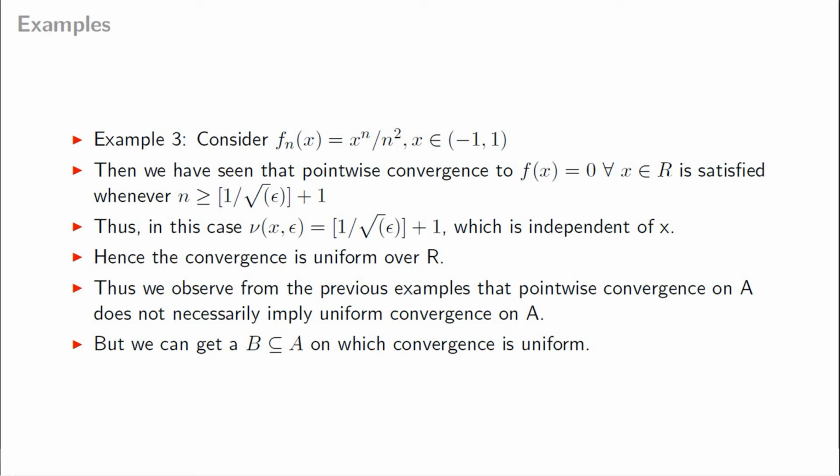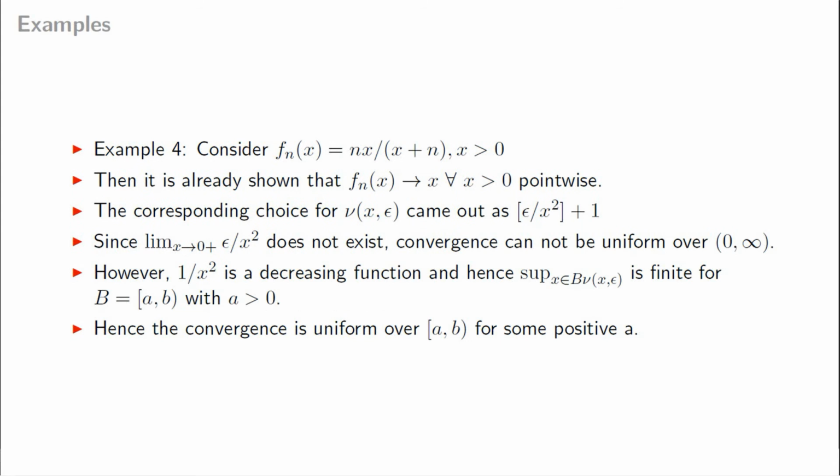Thus, we observe from the previous examples that pointwise convergence on A does not necessarily imply uniform convergence on A. Actually, in this example, we get pointwise as well as uniform convergence over the same interval, but in the previous example we have seen pointwise convergence on a greater set and uniform convergence on a subset.